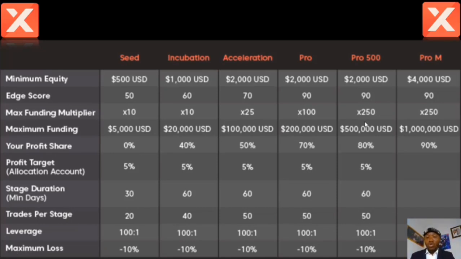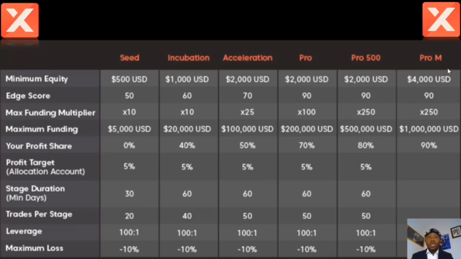Guys, this is super amazing. On the $500,000 funded account, you get to stay on this stage for 2 months, make just 5% profit, whether every month or within the 2 months, it's up to you. Okay, but on every profit you make, minimum of 5%, the broker will give you 80% of the profit. And you stay on this stage for 2 months, and then you move to the Pro M stage. On the Pro M stage, your capital needs to be $4,000 for you to be there. Your edge score remains 90, and you are given access to a $1 million funded account.